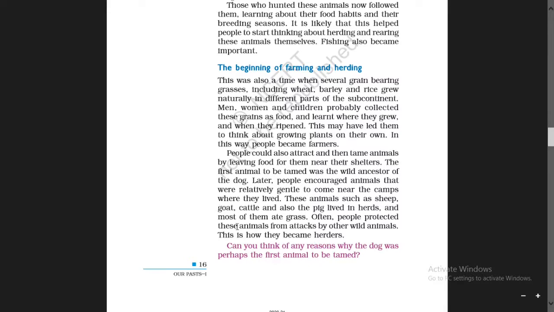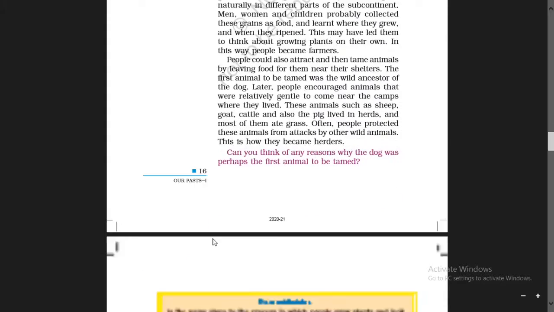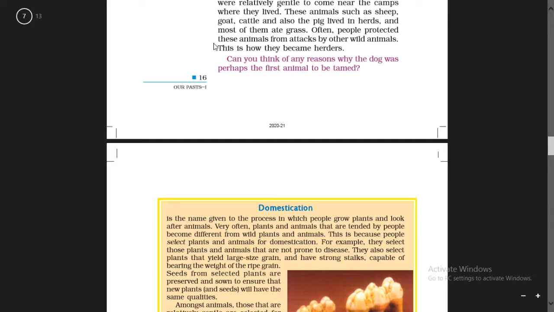Often people protected these animals from attacks by other wild animals. Other powerful or strong animals used to catch them or kill them, so people used to protect them. This is how they became herders. We have learned how they became farmers. We have learned how they became herders. So slowly their lifestyle began to progress.